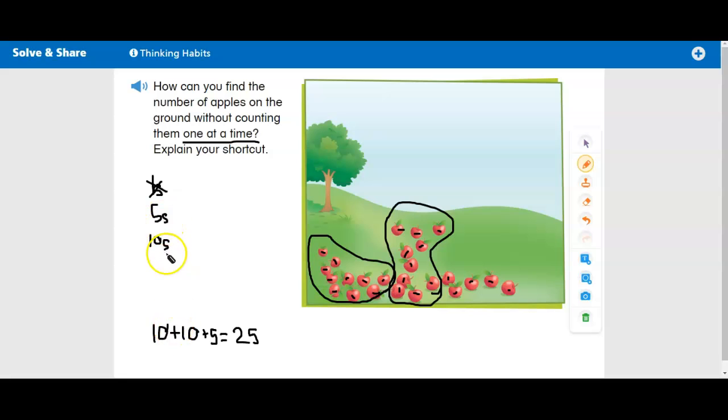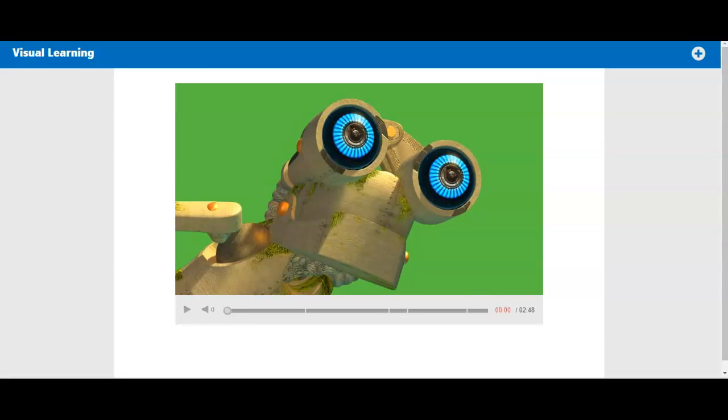If you count it by fives or tens, but your picture looks a little bit different, that's okay, as long as you got 25 as your answer. Let's move on to our next activity. Now let's watch our animated video to help us follow along the top of our workbook page 310.